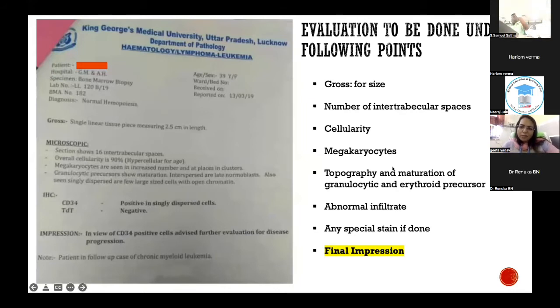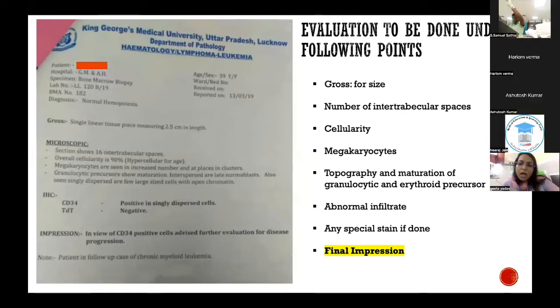Then topography and maturation of granulocytic and erythroid precursors, and any abnormal infiltrate. If any special stain has been done, it should also be mentioned in the final report. It should always be examined along with the aspirate, and based on the aspirate and bone marrow biopsy, a final impression is issued.